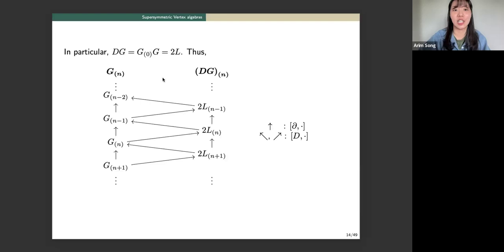In this example also, we can draw a similar picture. In this case, D of G is actually equal to 2L, two times the Virasoro element. So the picture looks like this. Here is the nth product of G, and here is the nth product of 2L.